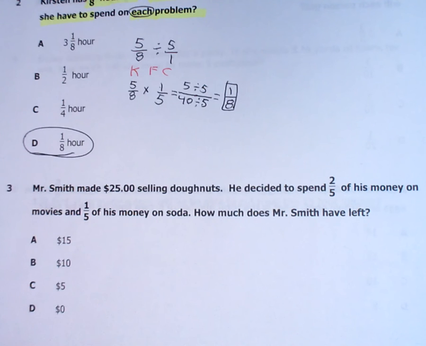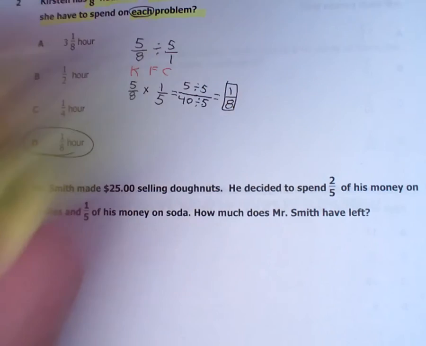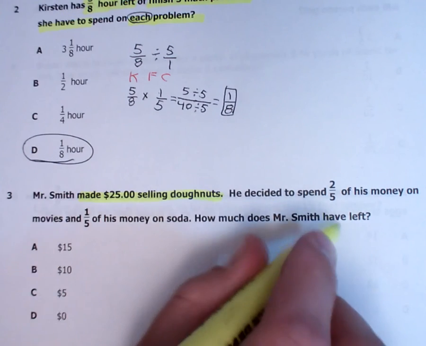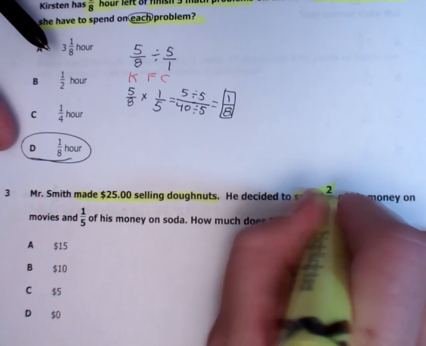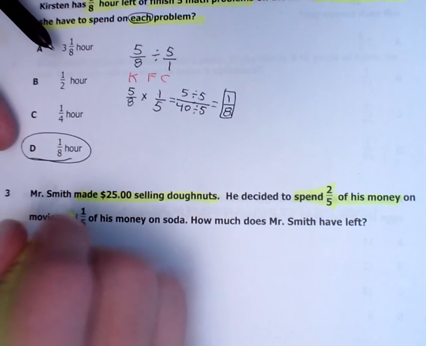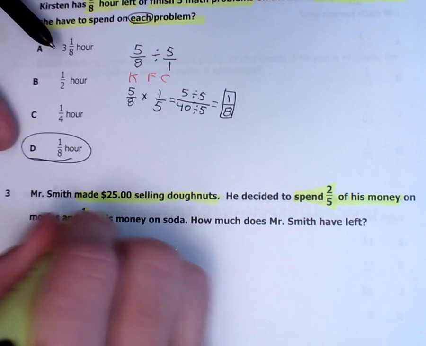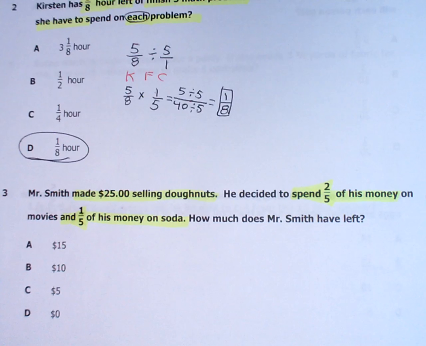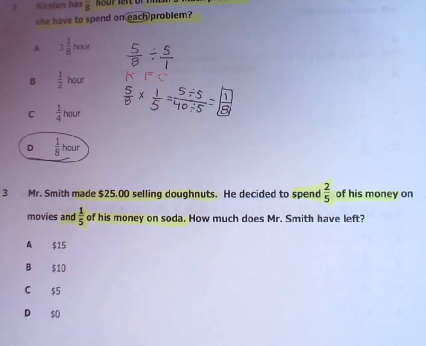All right, Mr. Smith made $25 selling donuts. We had a lot of trouble with this one on Thursday, so let's go over it here. $25 selling donuts. That's what Mr. Smith made. We understand that so far. He decided to spend. He spent 2/5 of his money on movies and 1/5 of his money on soda. Now, there's 2 different ways to solve this. You can either add up and subtract, or you can subtract twice. Those work both ways. I like the idea of adding up and subtracting.